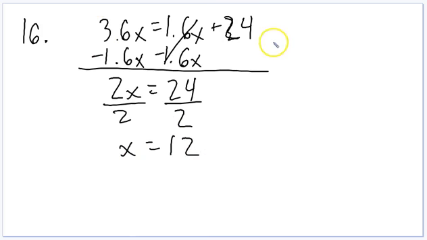Class, you could have multiplied the whole thing by 10 to get rid of the decimals, but it was fairly easy to just do it that way. You can do it either way if you want. But I figured this was just easier.